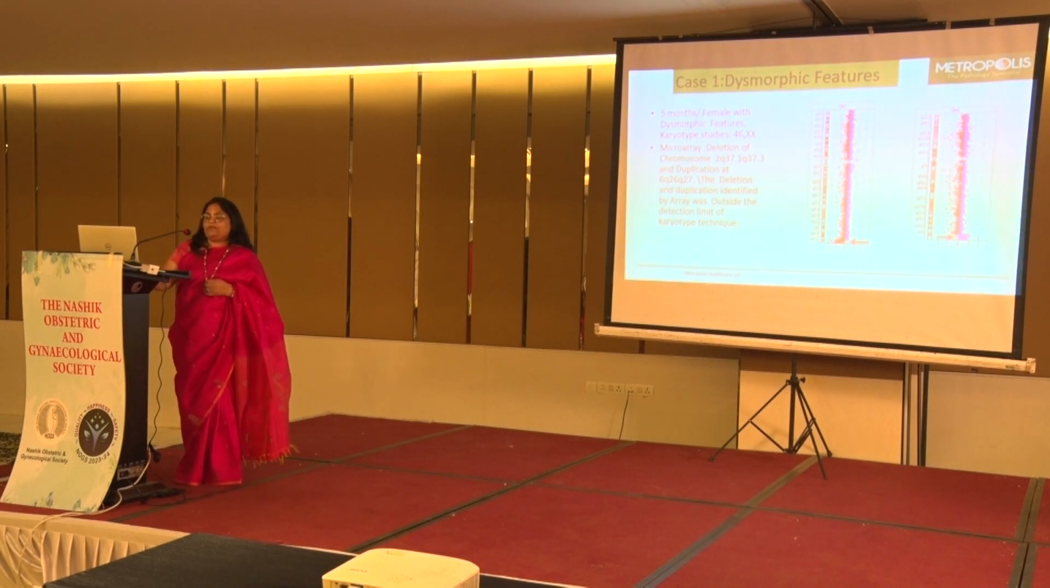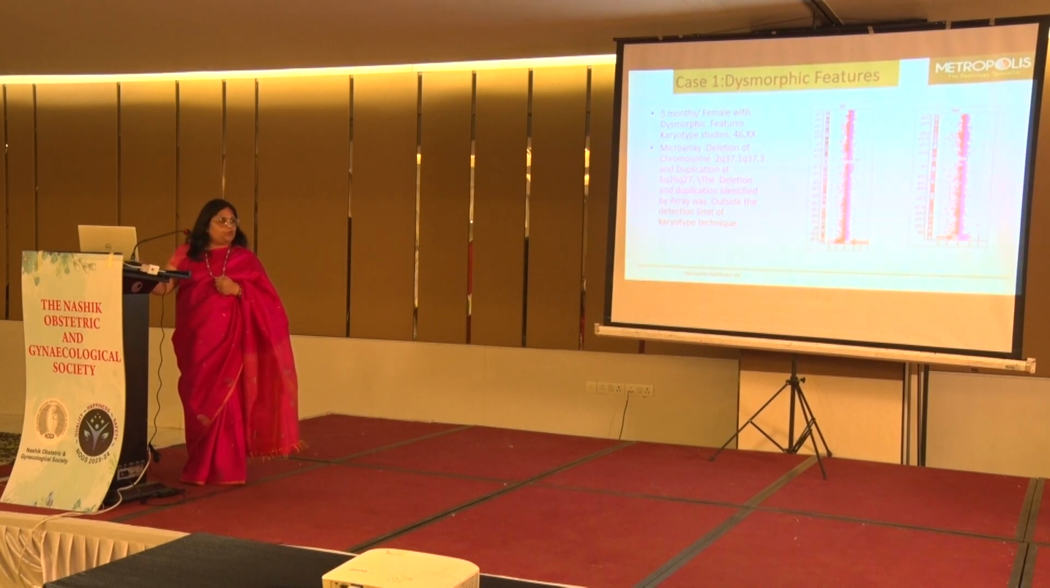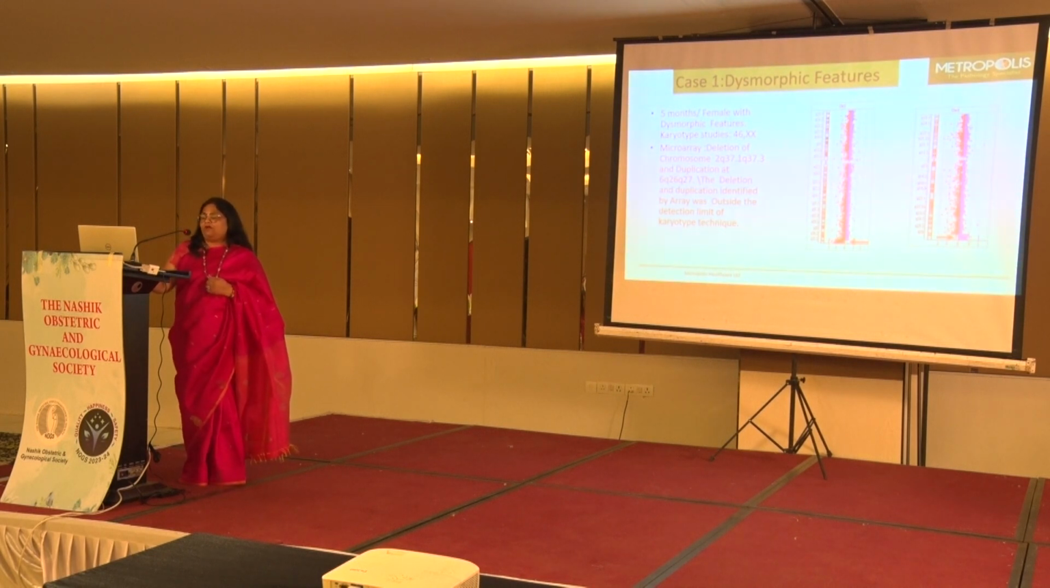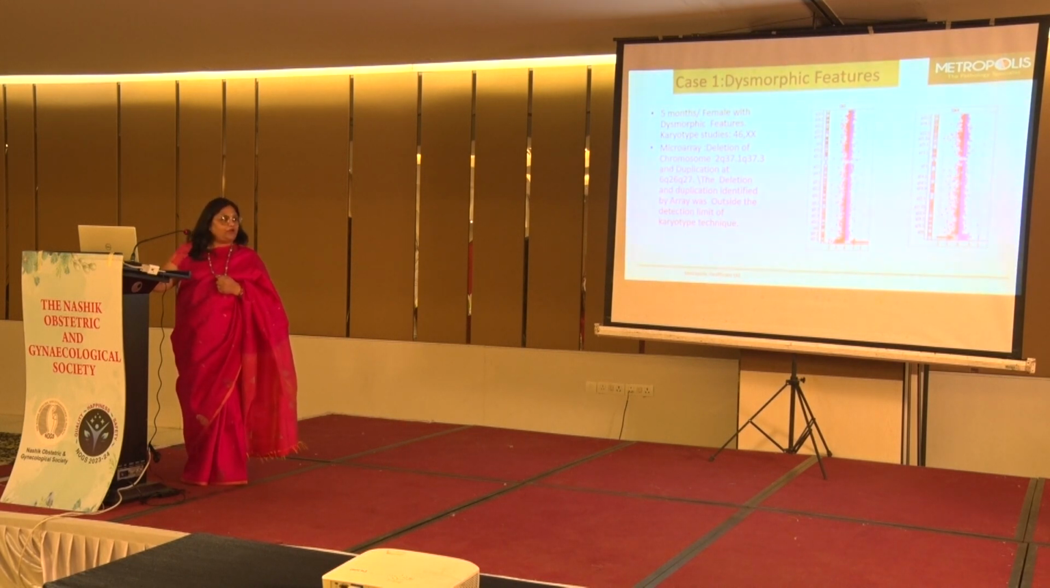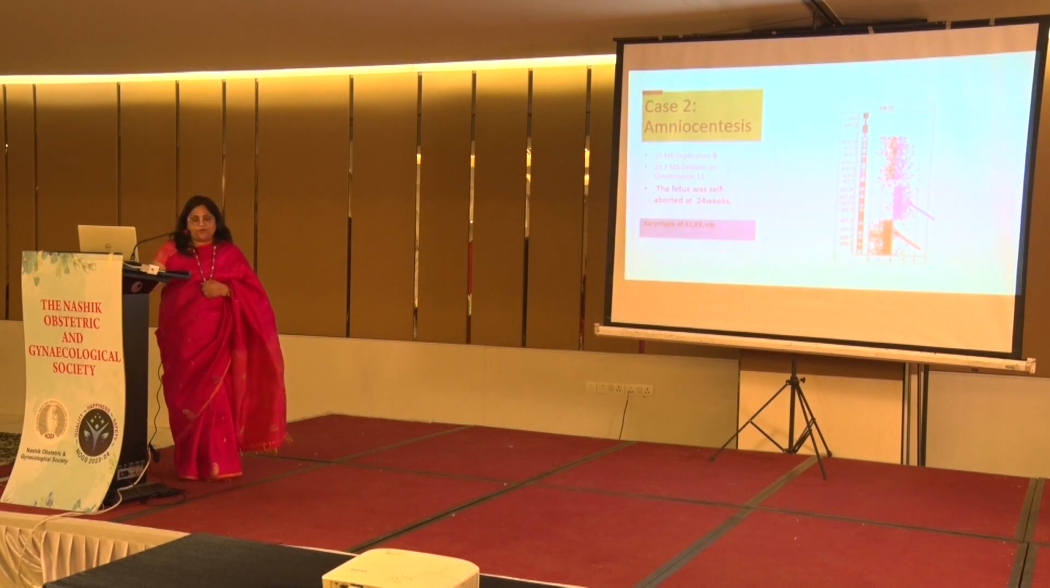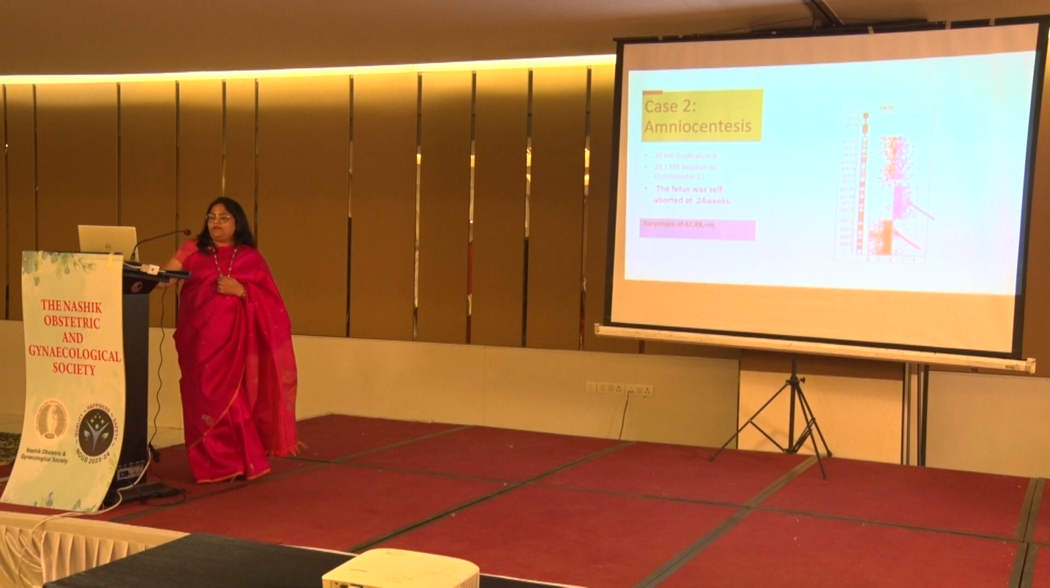So this is a 5 months female with dysmorphic features, and karyotyping study is done. It is 46,XX. We did microarray for this and identified that there is a deletion of chromosome 2 and duplication at 6q. So microarray is helpful to identify deletions and duplications outside the detection limit of karyotype, which we cannot identify with the karyotype. This is another case of amniocentesis done with microarray, and we found this karyotype 47,XX and M again. If we see here, there is a chromosome 25 duplication and a deletion of chromosome 13.